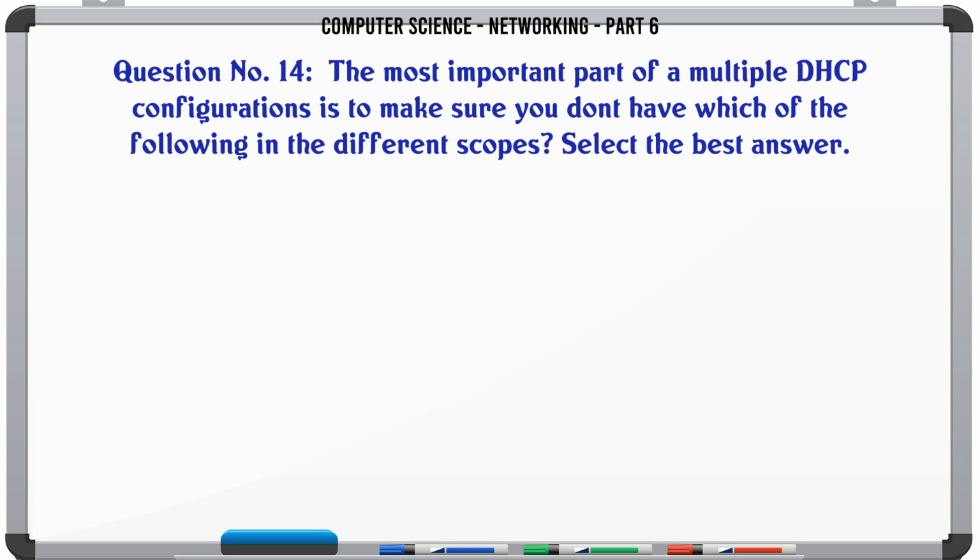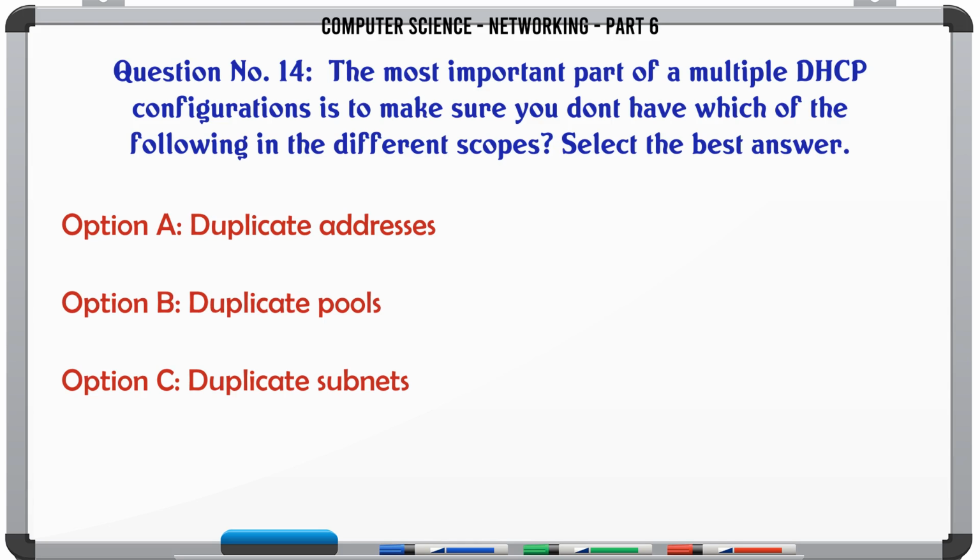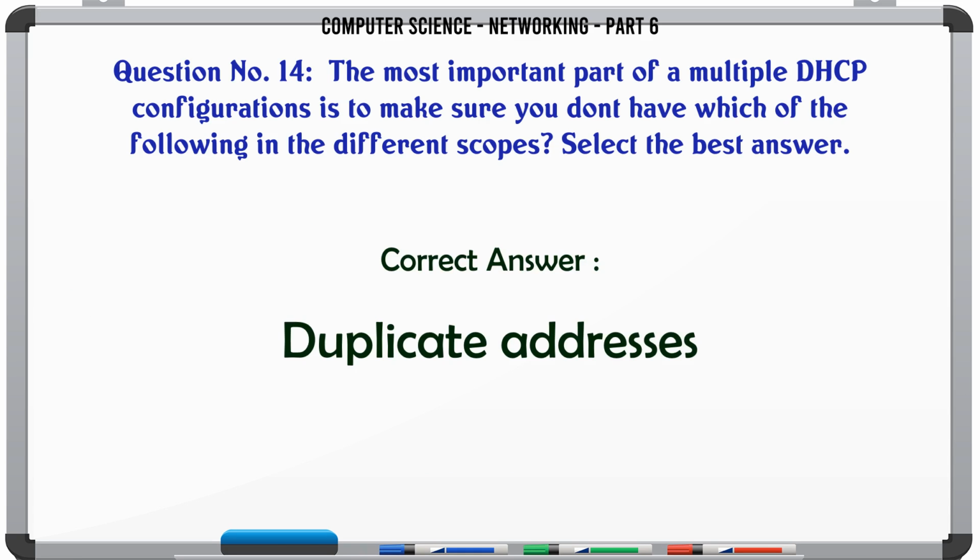The most important part of multiple DHCP configurations is to make sure you don't have which of the following in the different scopes. Select the best answer. A. Duplicate addresses. B. Duplicate pools. C. Duplicate subnets. D. Duplicate default gateways. The correct answer is duplicate addresses.